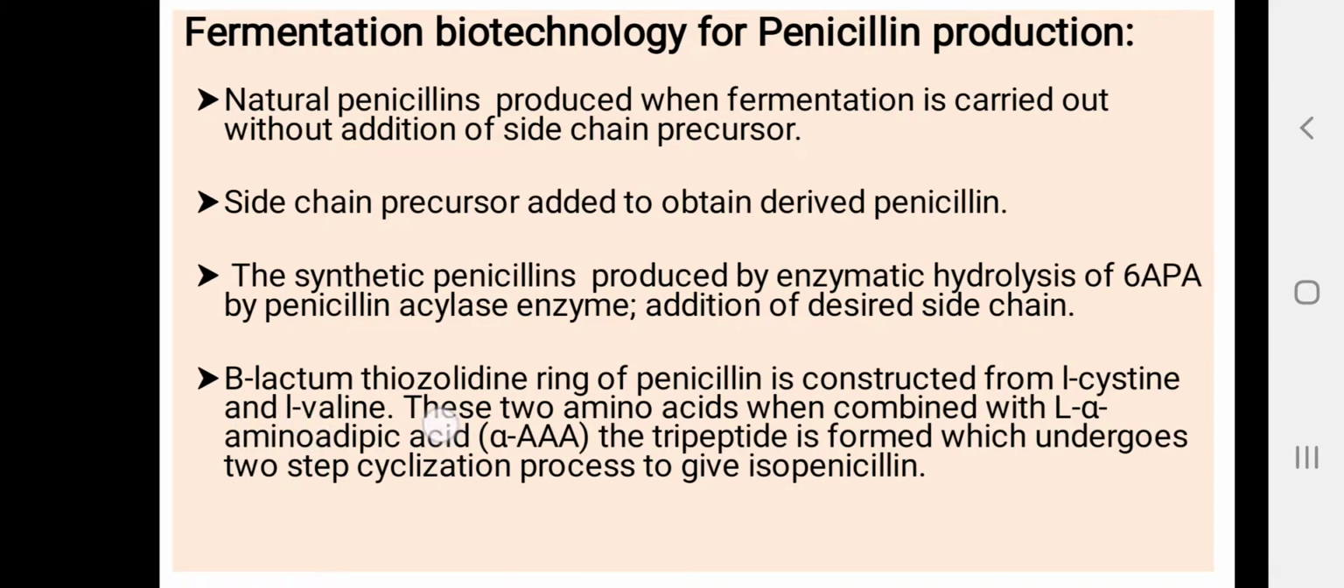The beta-lactam thiazolidine ring of penicillin is constructed from two amino acids, that is L-cysteine and L-valine. Now these two amino acids, when they are combined with L-alpha-aminoadipic acid, that is alpha-AAA, the tripeptide is formed. This then undergoes a two-step cyclization process to give what is called isopenicillin.